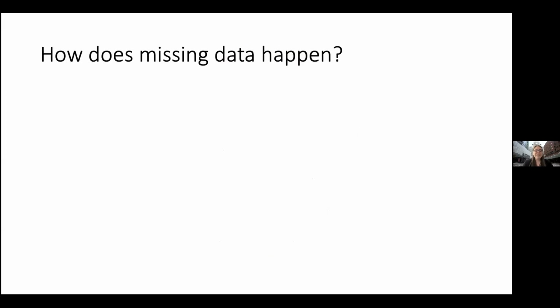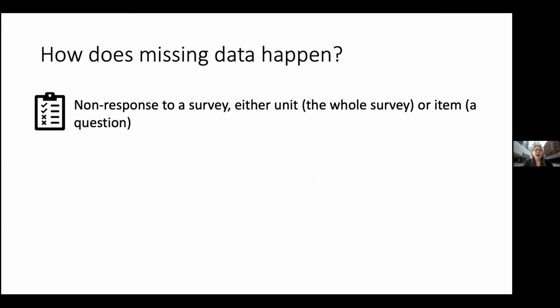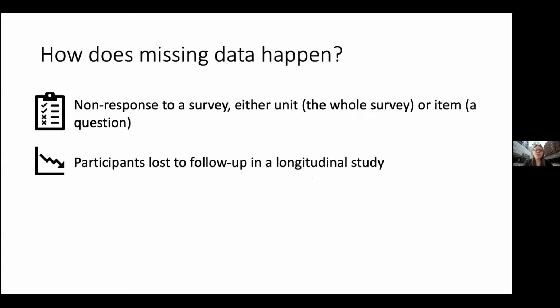So how does missing data happen? Like I said, non-response to a survey is a pretty common issue. So either someone doesn't respond to the whole survey, where we have unit non-response, or they miss an item or two, which is called item non-response. When we're following participants up over time, we can also lose them to follow up. So either they come to a baseline visit and then they don't come back, or they miss a study visit. Either of those results in missing data.